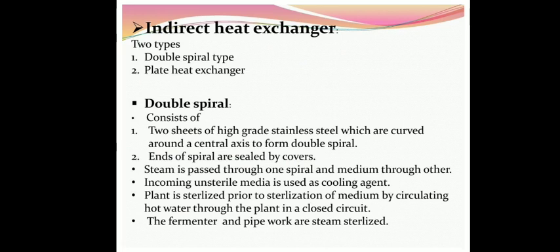Now the double spiral type of indirect heat exchanger generally consists of two sheets of high grade stainless steel which are wound around the central axis to form a double spiral.